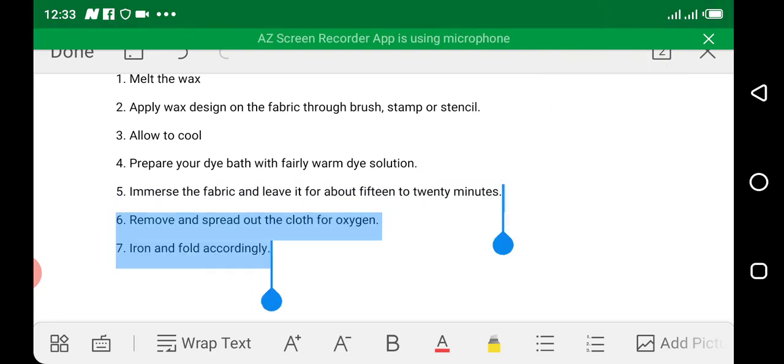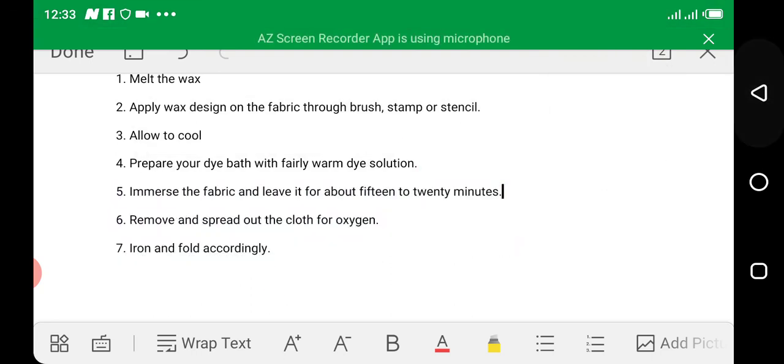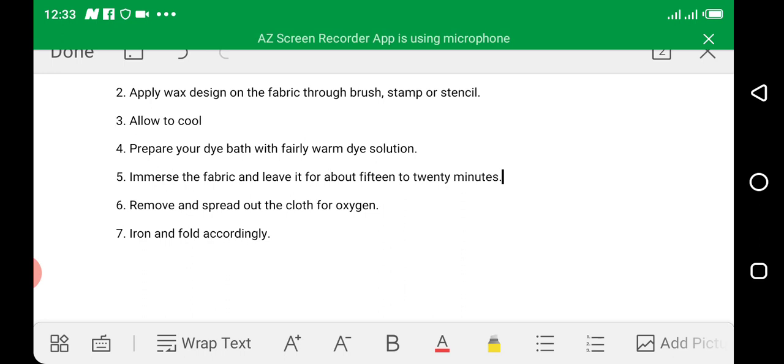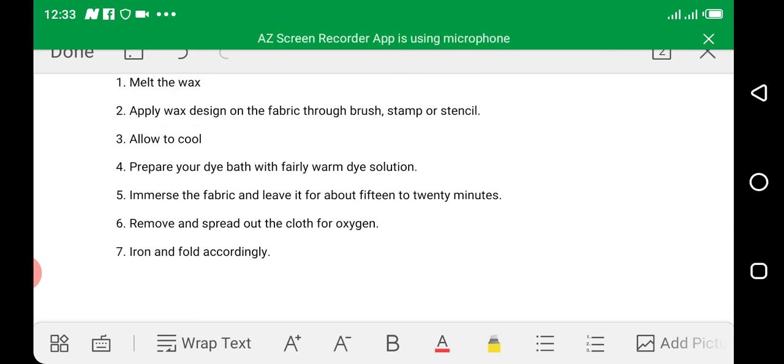Remove and spread out the cloth for oxygen, just like we did in tie and dye. You leave it in fresh air, then iron and fold accordingly.